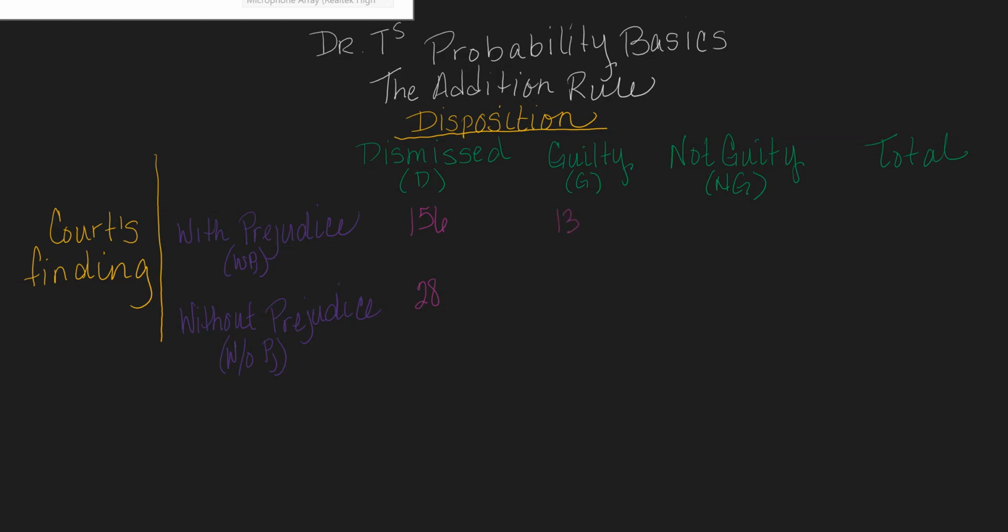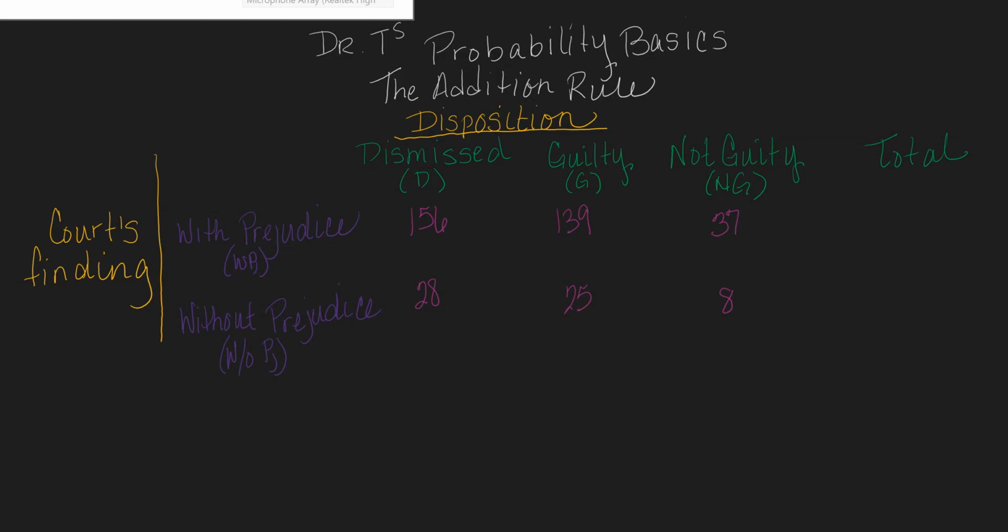139 of the cases where the defendant is found guilty were disposed with prejudice. 25 were without. There were 37 cases that were disposed with the defendant found not guilty, but with prejudice, and 8 without. Now let's go ahead and get our totals.